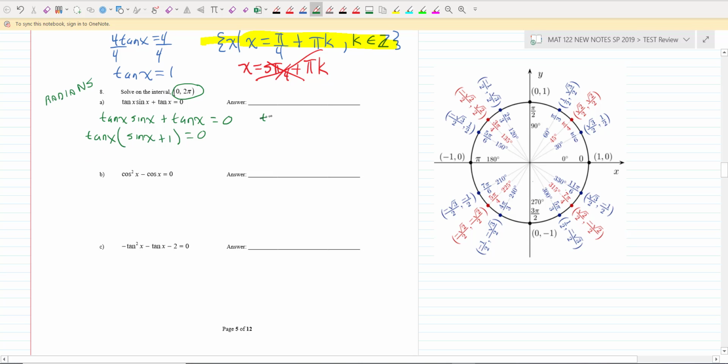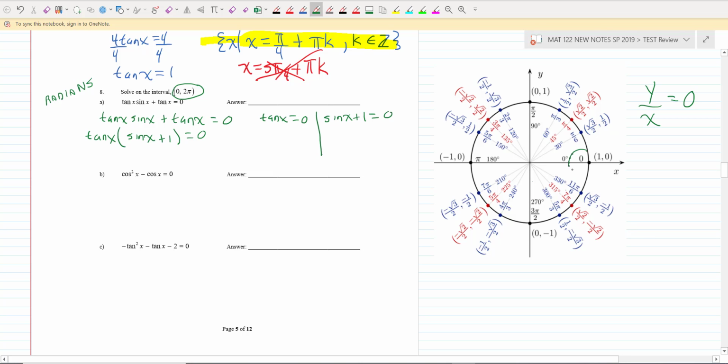So tan x equals 0. We need to solve that equation by looking at the unit circle. Also sine of x plus 1 equals 0 on the unit circle. Okay, so what happens on this then is, remember the tangent is y over x. So we need to figure out where y over x is equal to 0 on the unit circle.